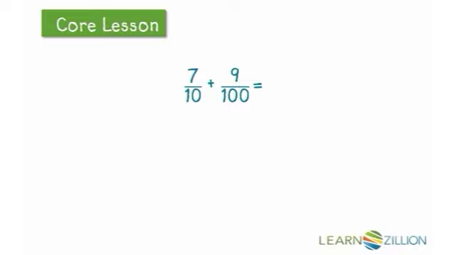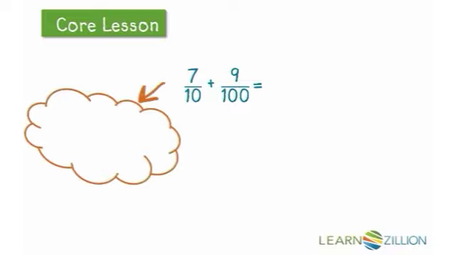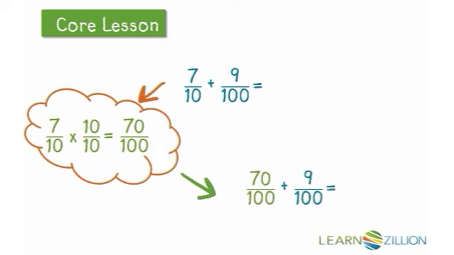Let's take a look at that first problem that we came across, 7/10 plus 9/100. We need to get the denominators to be equivalent. So we would do 7/10 times 10/10, which would equal 70/100. And then we could add 70/100 plus 9/100 equals 79/100.